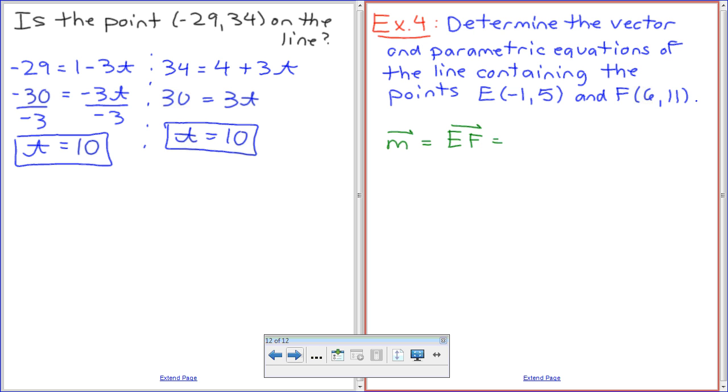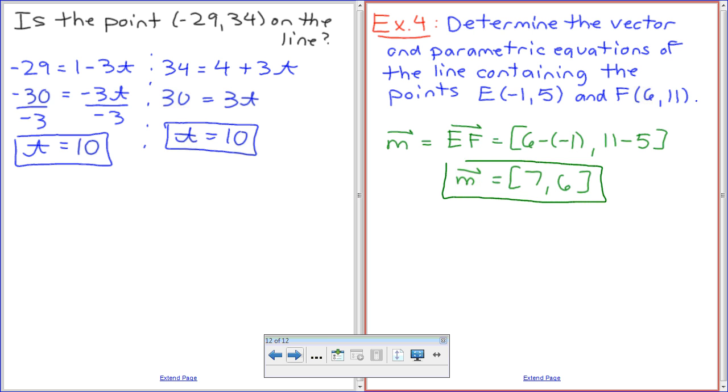Do you recall how to find vector EF? 6 minus negative 1, yeah. And then 11 minus 5. Good. So what she did correctly was x2 minus x1, and y2 minus y1. So this should turn into 7, 6. Is that right? Yeah, it is. All right.